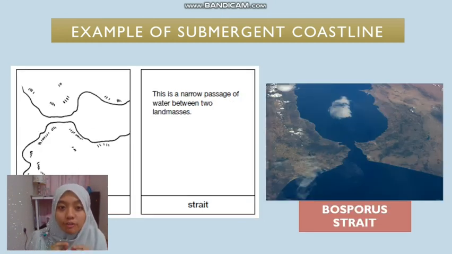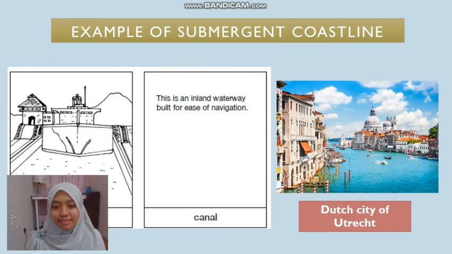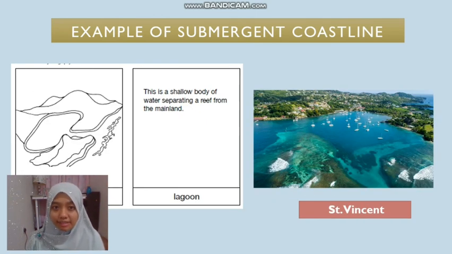Strait is a narrow passage of water between two land masses. Canal is an inlet waterway built for ease of navigation. Lagoon is a shallow body of water that separates a reef and the mainland.